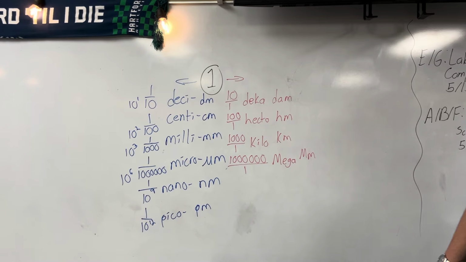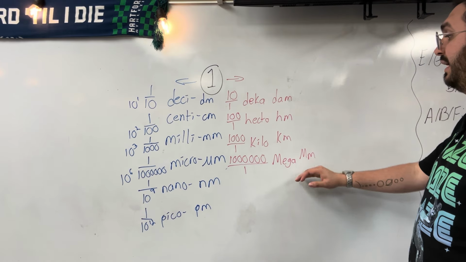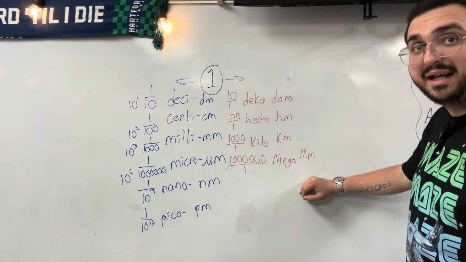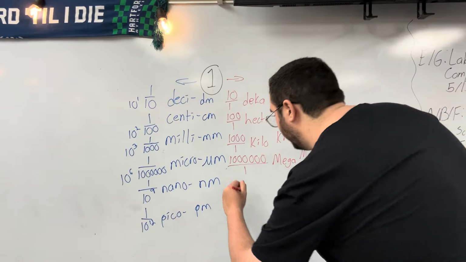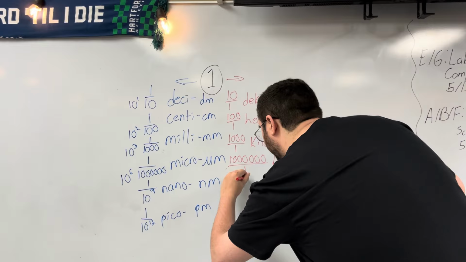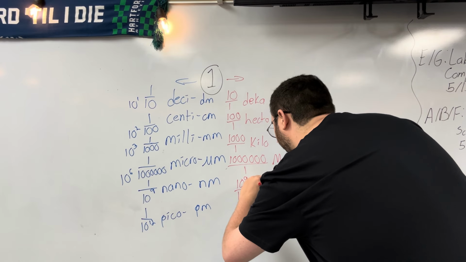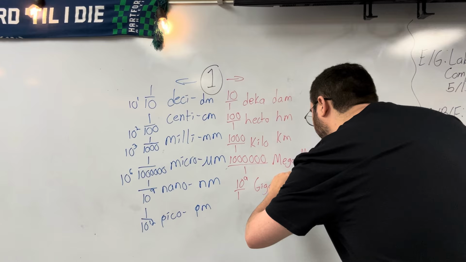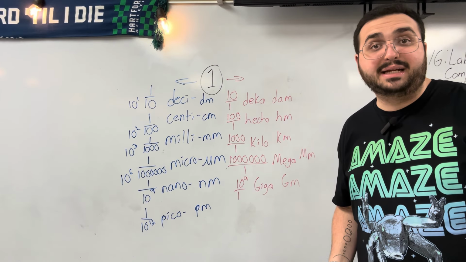Next up, we have a gigameter. You might have heard of this before in digital storage. Or you might have heard of mega in digital storage as well. So for example, a megabyte is 1 million bytes. Giga, again, is 10 to the 9, aka a billion, represented with a capital G. So a gigameter is a billion meters. A gigabyte is a billion bytes.